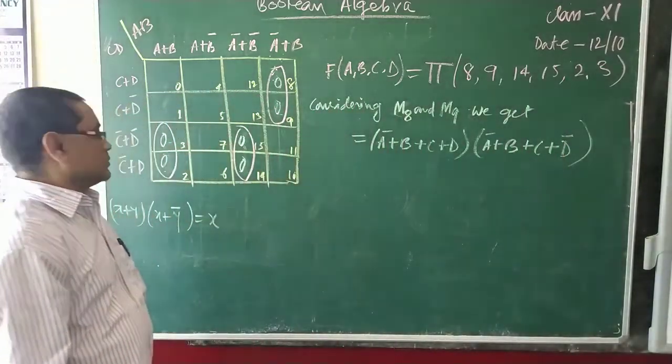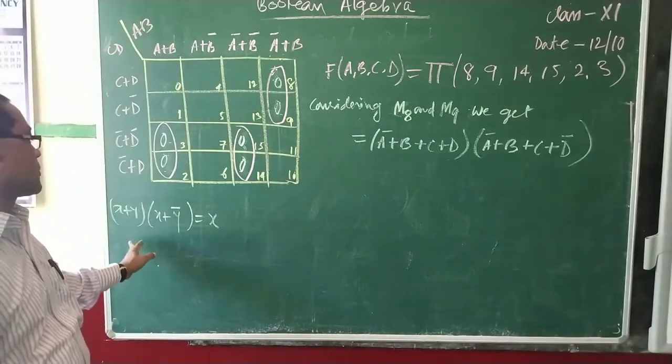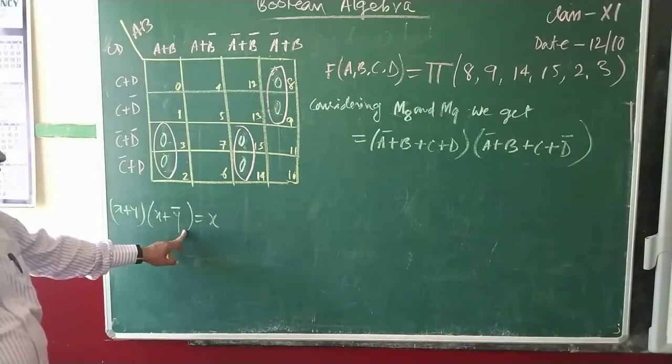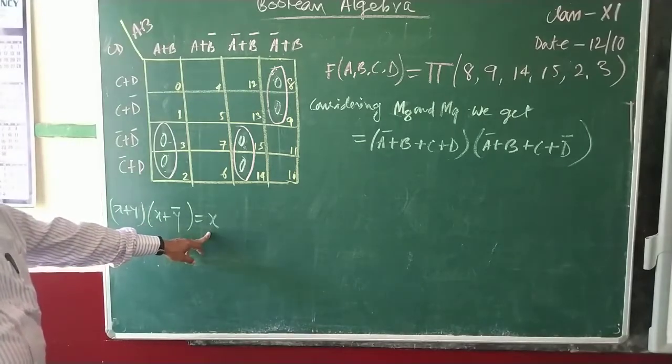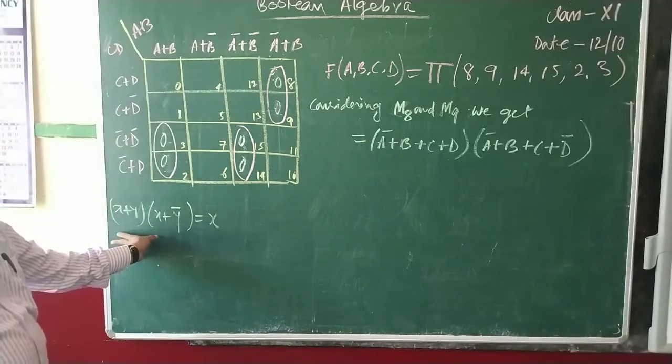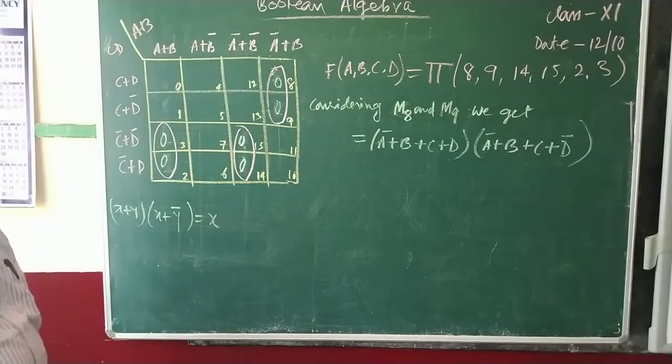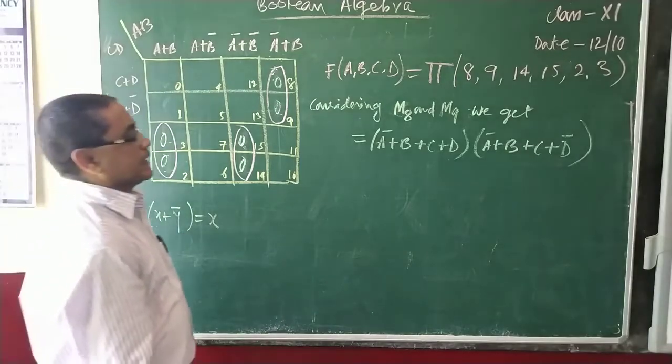And now we have to simplify. There is one formula. This is called the absorption law: X plus Y and X plus Y complement equal to X. You can verify it with the help of a truth table. Also you can find X complement, X plus Y, and this is possible. You will get it. Here I will be applying this: X plus Y and X plus Y complement.